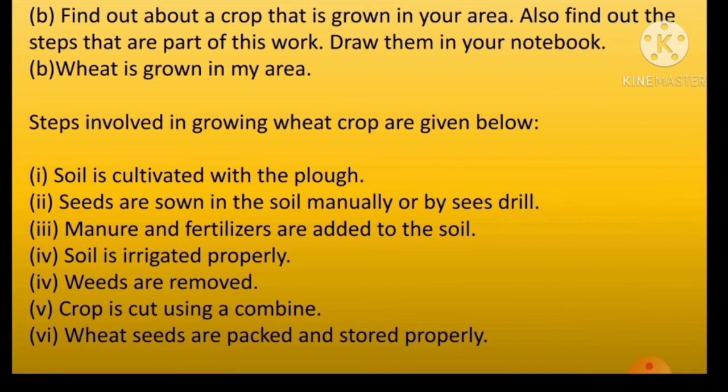Now find out about a crop that is grown in your area. Also find out the steps that are part of this work. Draw them in the notebook. So in our area, wheat is grown. So the steps involved in every crop: first the soil is cultivated with the plow. We have to loosen the soil, that is plowing of the field. Next, sowing of the seed is there. Then afterwards we have to put fertilizer or manure in the soil. Then we have to give water properly to the soil, and after the germination, the weeds that grow, we have to remove them. Then the crop is cut using a combine. Then afterwards the wheat seeds are packed and stored properly.